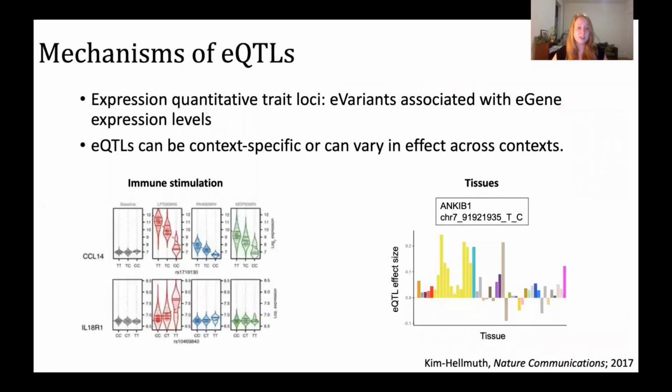eQTLs can be context-specific, such as on the left, where an eQTL is present under immune stimulation and not at baseline. And eQTLs can also vary in their effect size across contexts, such as on the right, where an eQTL may be present in multiple tissues, but with different effect sizes.